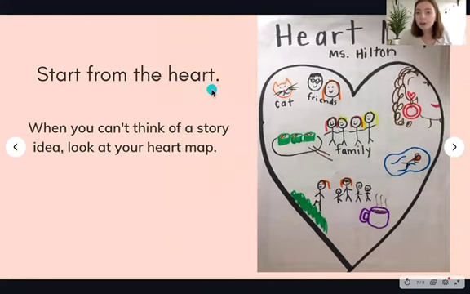So now I want you to fill your heart map with things that you love. Start from the heart. When you can't think of a story idea, look at your heart map. So now you are finding your heart map or making one like Miss Hilton, and you're filling it in with pictures of things you love.